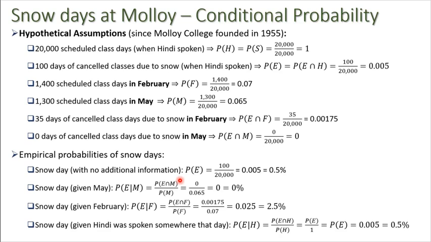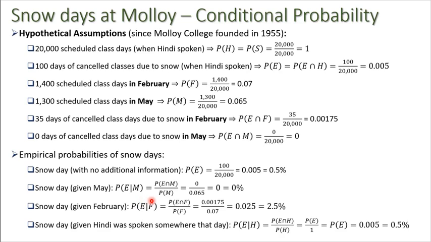That's the probability that we are talking about a snow day that's also in May, which was 0, divided by the probability that we were just taking a day in May, which was 1,300 over 20,000, or 0.065, right? You do the 0 over 0.065, you get 0.